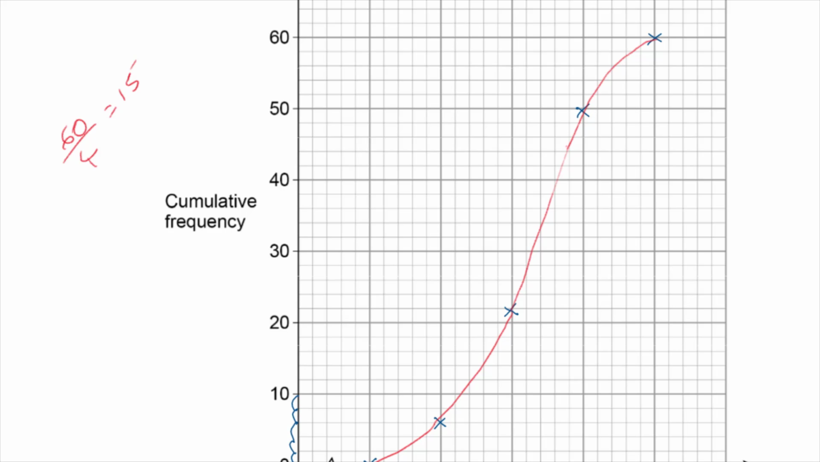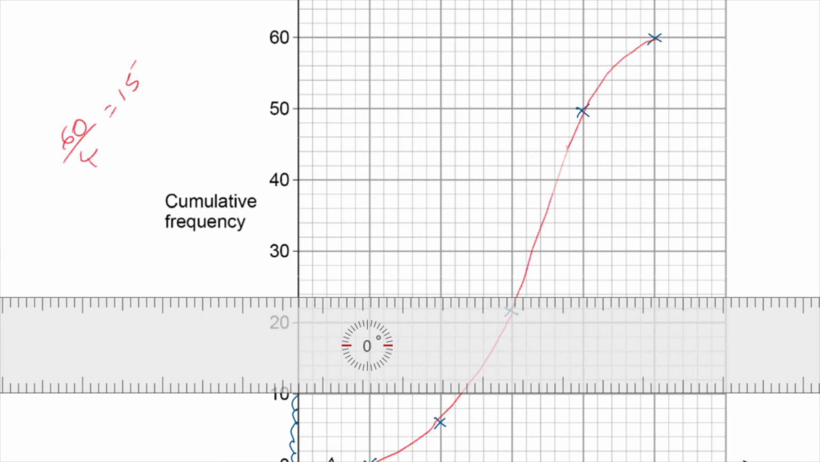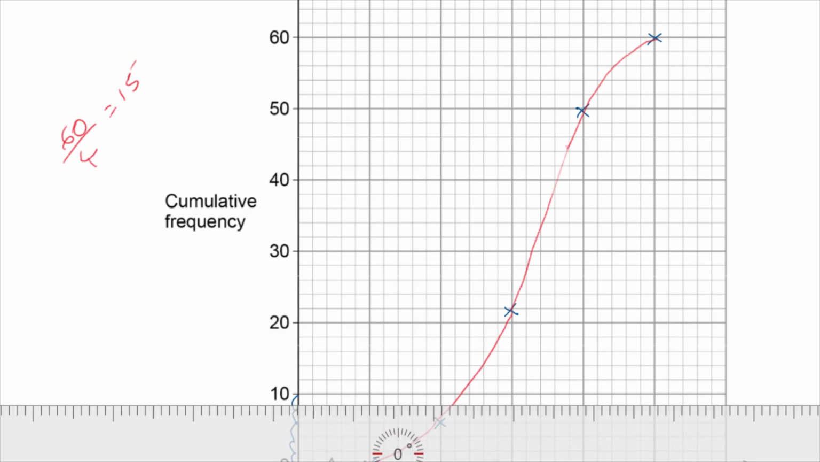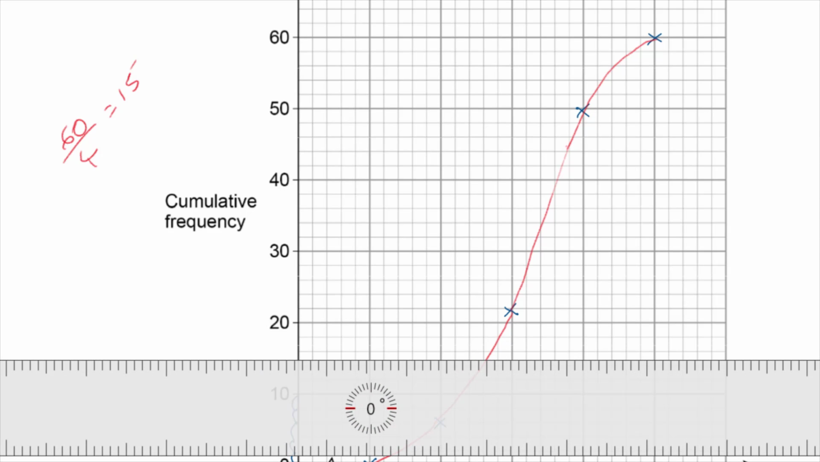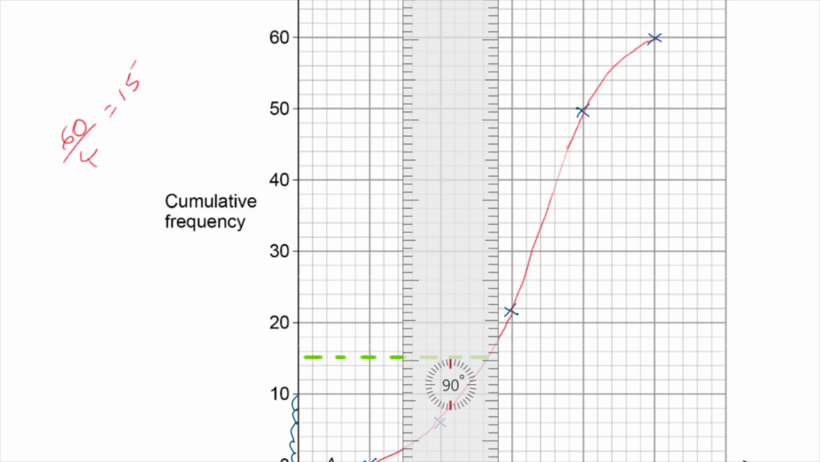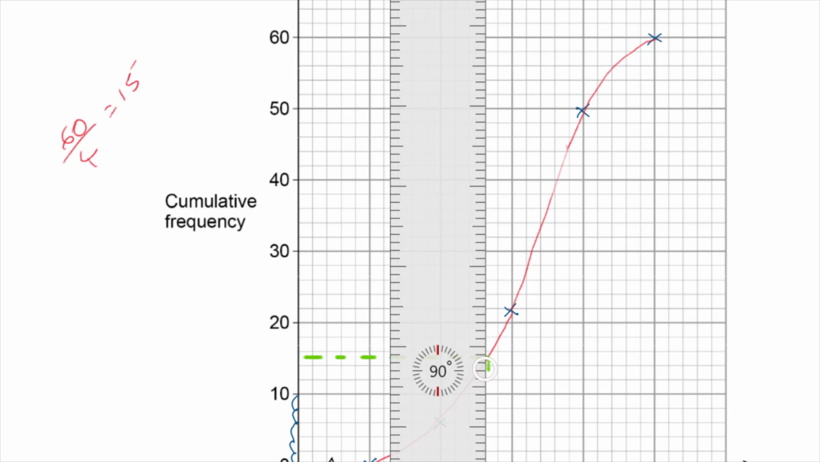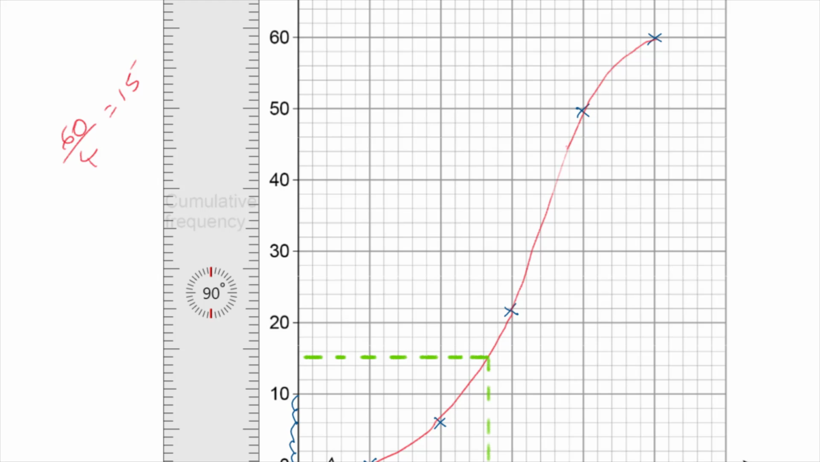Let's just get a ruler out and draw on at 15. So drawing across from 15 until I hit my curve and then draw down. Should give me my lower quartile. So it should be there.